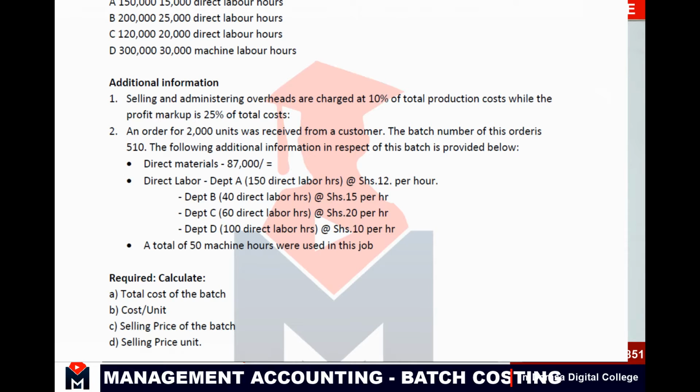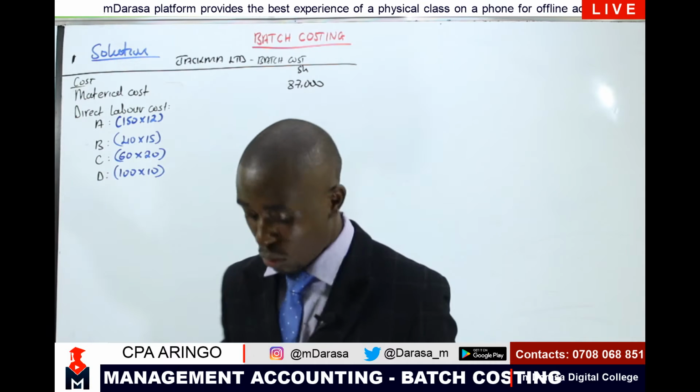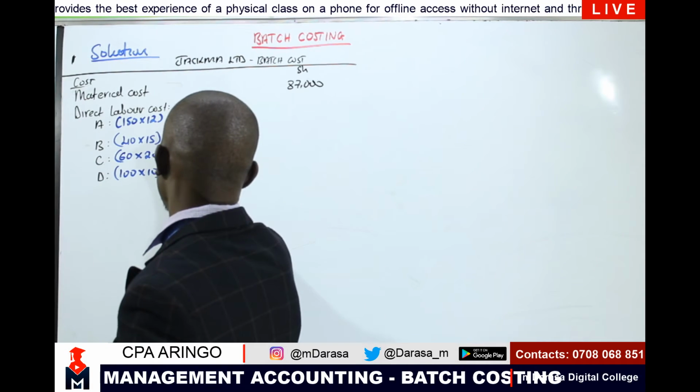So looking at our costs here, we start by identifying what I was given. First component, we are given material cost. In this case, for material cost, how much was I given? Come back to our question. We identify the material cost. For material cost, we were given a figure of, note 2, direct materials, I was given 87,000. So comfortably, I can come and have here our 87,000 shillings. That is our material cost.